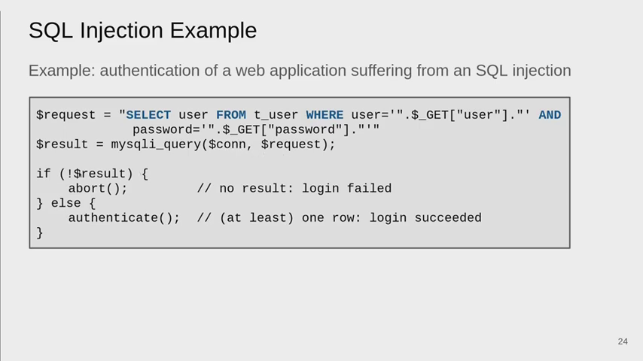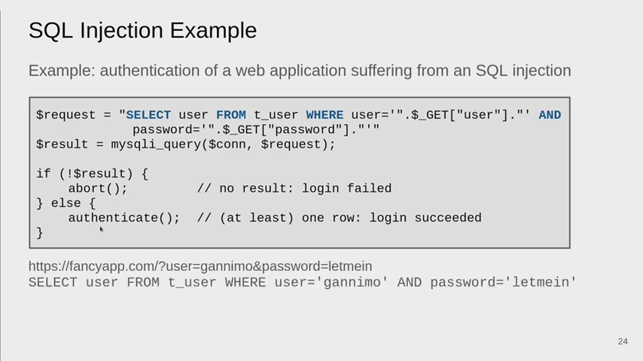You send the request. If there's no valid entry, you abort. Otherwise, the authentication succeeds and you are authenticated. So, for example, I could try to log in using my username and the password "let me in", which is one of the most common passwords.